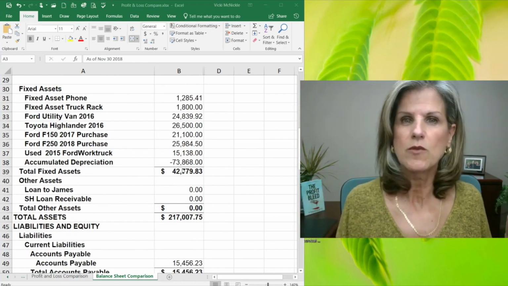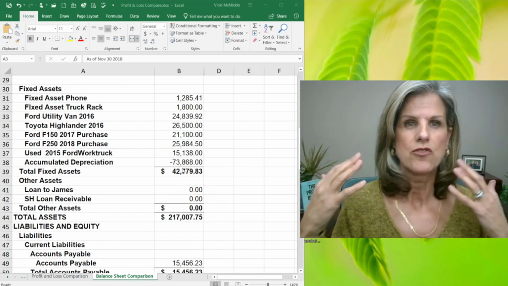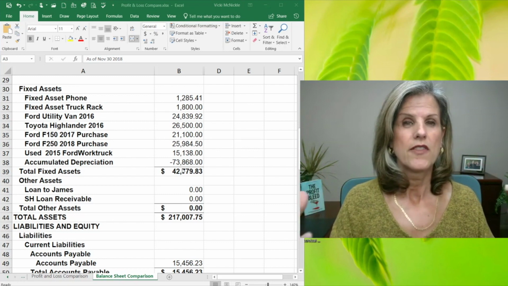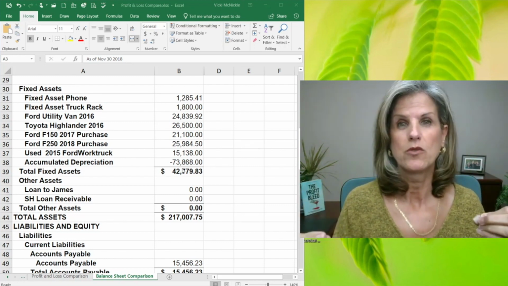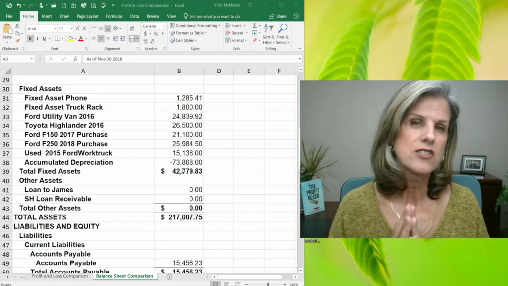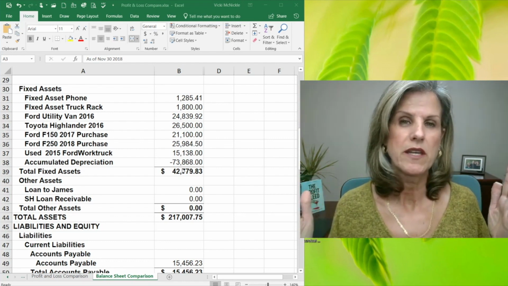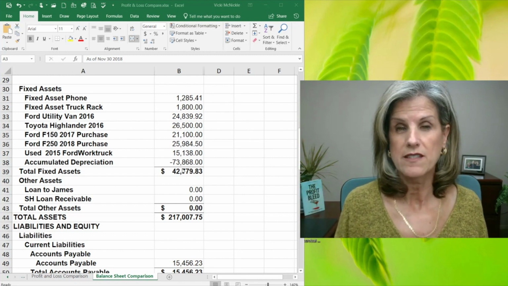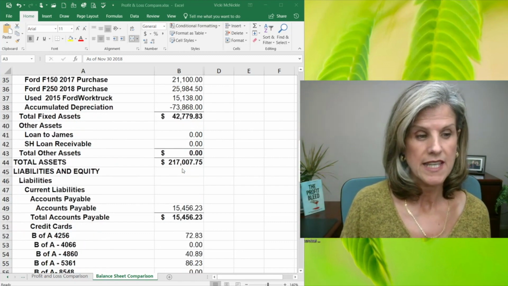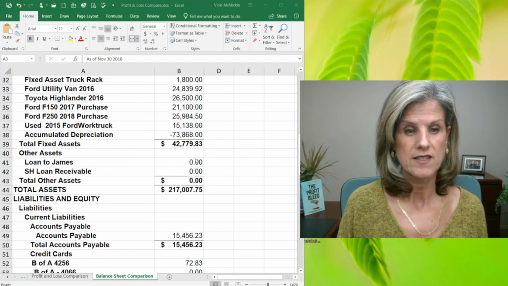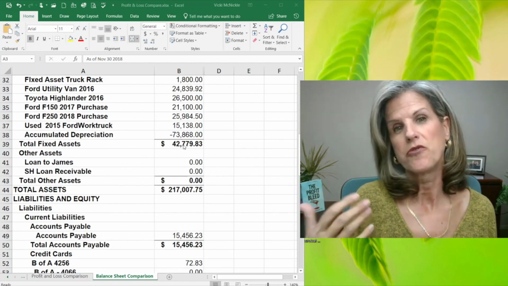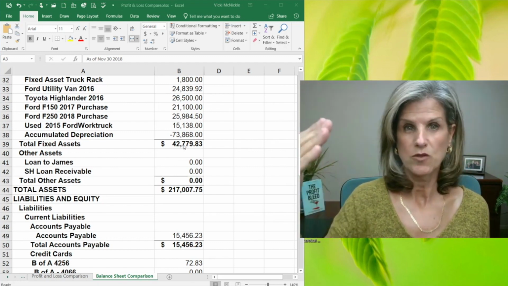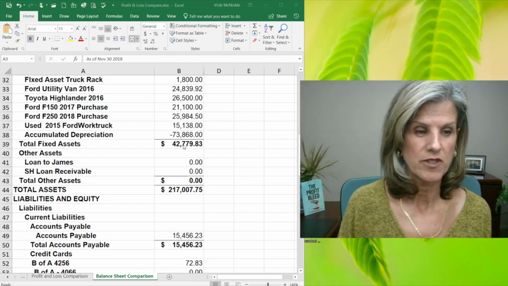Fixed assets are just like what they sound. They're fixed in nature. They are things like equipment, tools, or trucks that you purchased, assets that you can use to help you run your business. Fixed assets usually have a lifespan of more than 12 months, and they're depreciated over the life of those assets. In this case, you'll see that this company has fixed assets with a value of $43,000. That's net of accumulated depreciation.